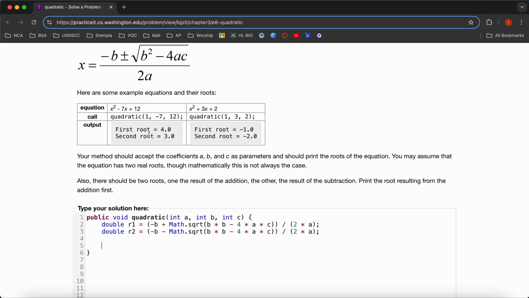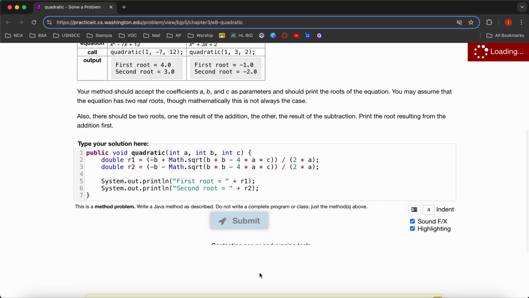Okay, so the output should be in this format, so we can just say System.out.println first root equals, and then we can just concatenate r1, and then just copy and paste that again, just to make things faster. And then this is going to be our second root, and then we'll just say r2, and then let's run it.